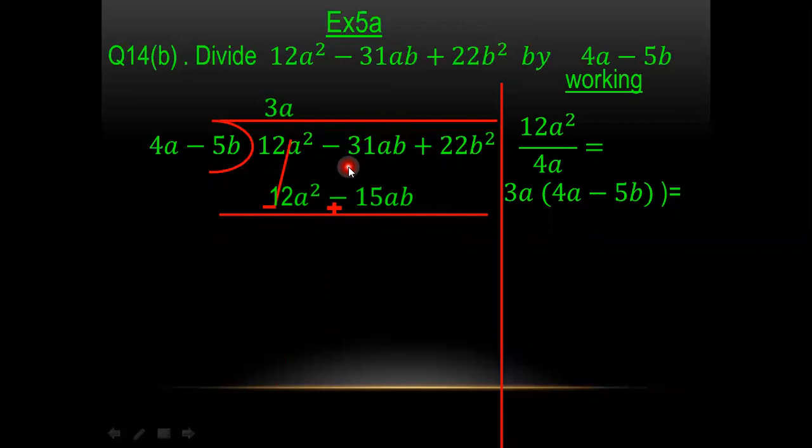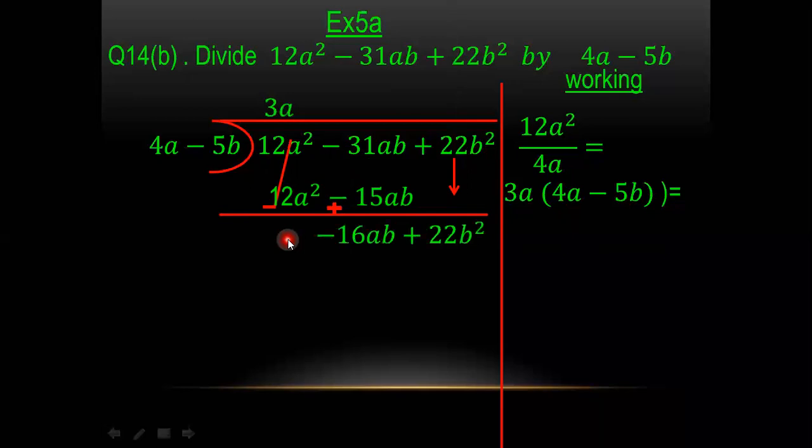It is minus 31ab, it is plus 15ab, and we know that they are having opposite signs. They will be actually subtracted from each other, and the sign of the bigger term will be the sign of the answer. So the sign of the bigger term is minus, so the answer will carry a minus sign with it. And what about this 22b square? This will be shifted as it is without the change of sign over here.